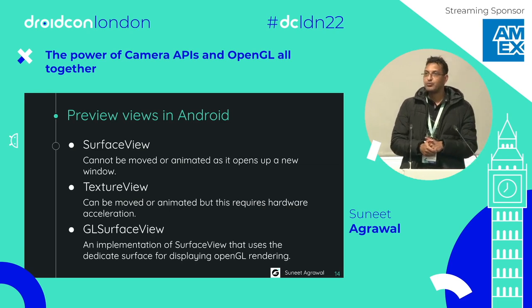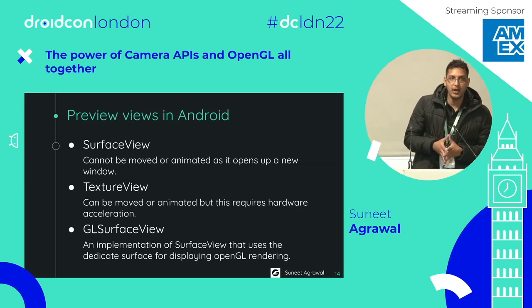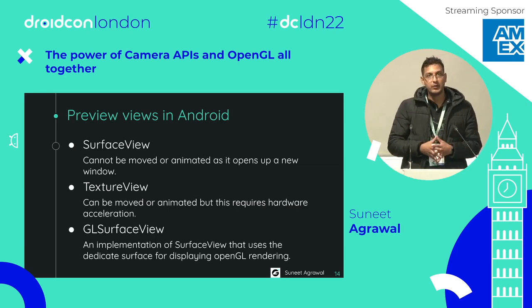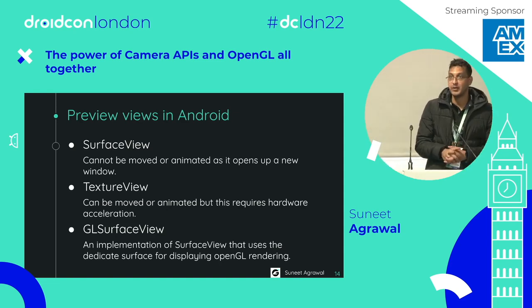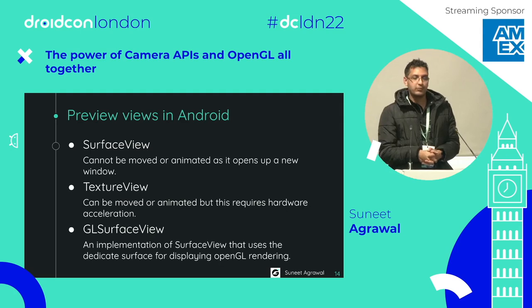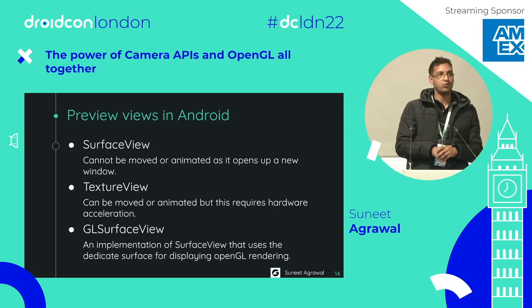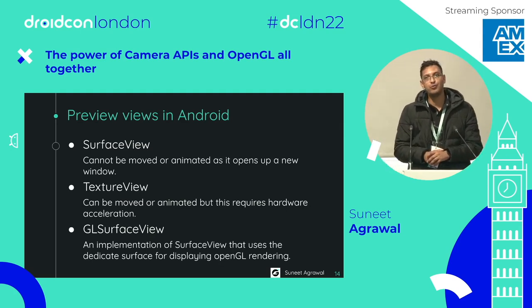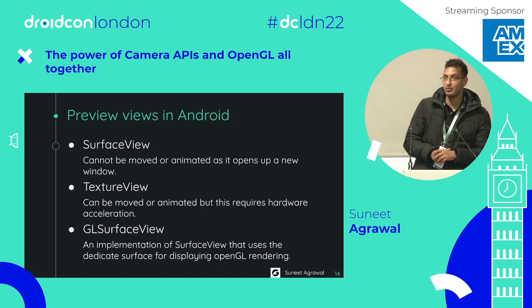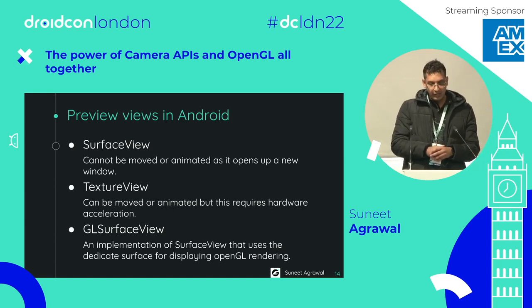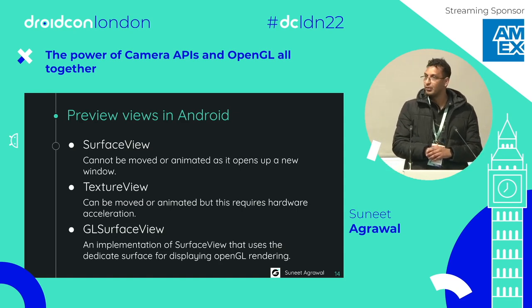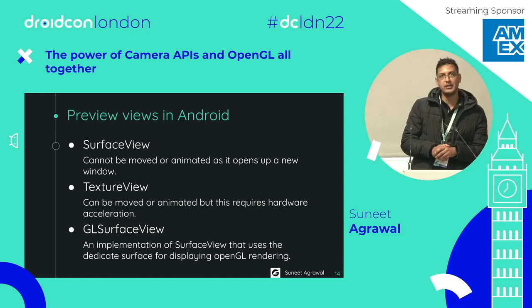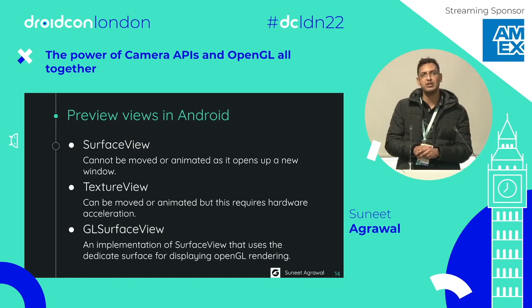Now, in order to preview the camera view, the feeds that you're getting from the hardware, there are 3 different views that you can use to preview any camera frame. Among these, the first one is surface view. It's the oldest one, which older phones were using. Nowadays nobody uses it majorly, but it's still there. It had a lot of limitations: it cannot be moved or animated as it opens in a new window. Older phones have it. I don't remember using it anymore.